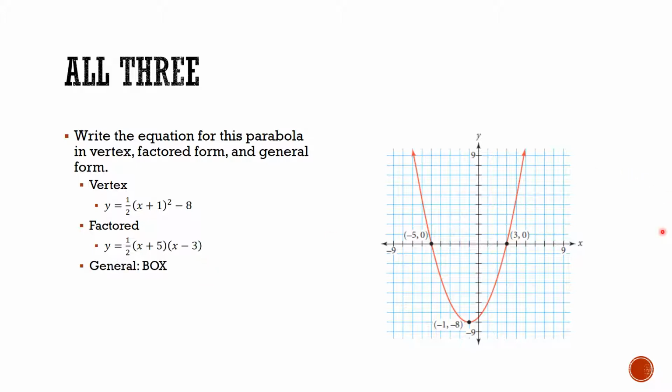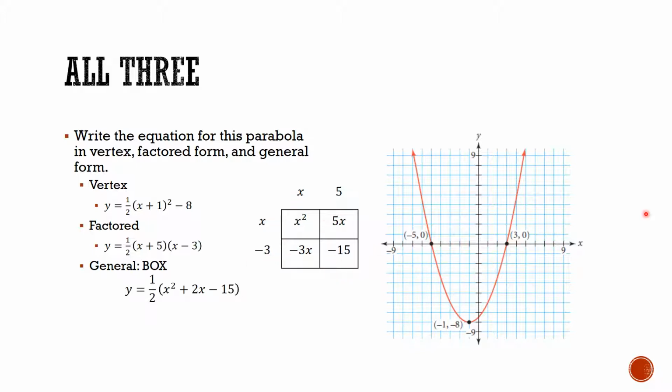Now to do general, you have to box. Up to you if you go from vertex to general or factored to general. I think it's easier to go from factored because I use this box, this right here, and then I times everything by 1/2. So I have x plus 5, x minus 3, x squared, 5x, negative 3x, negative 15. So I have 1/2, and then instead of writing this piece, I write from the box, x squared, these two make 2x, minus 15. Distribute that half in, and I get y equals 1/2 x squared plus x minus 7.5.